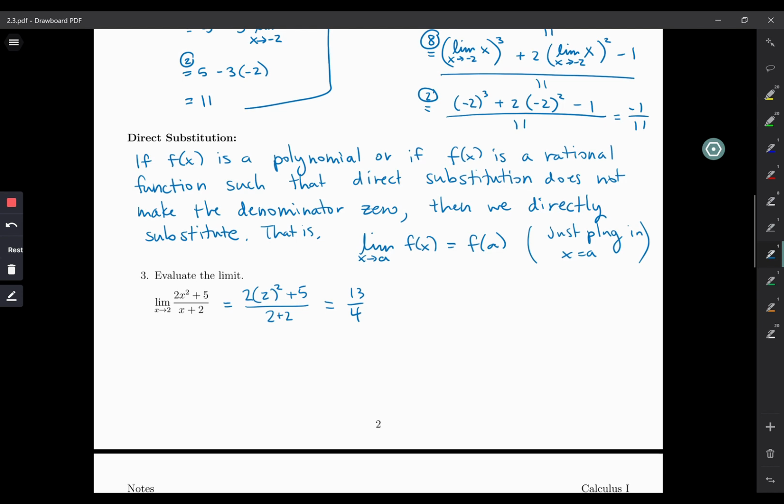So pretty easy. I mean, there's a lot of words here, but actually using it is pretty straightforward. Okay, so we're going to do some more examples in the next video.